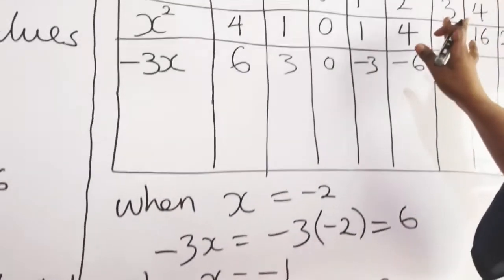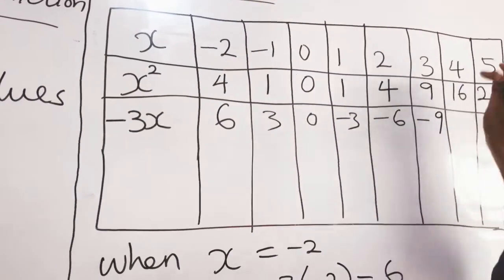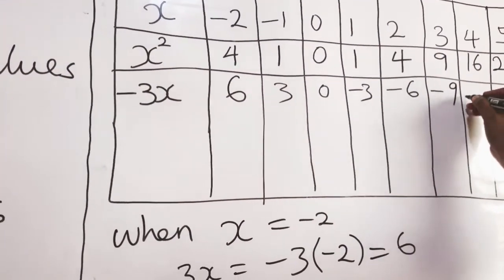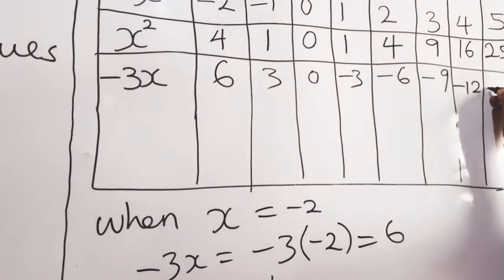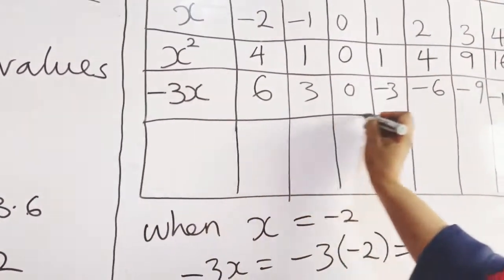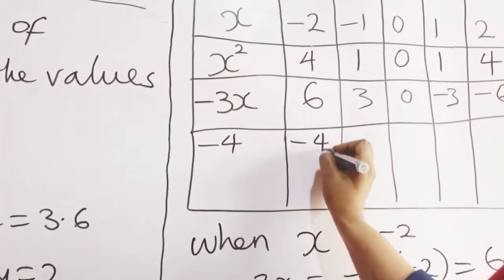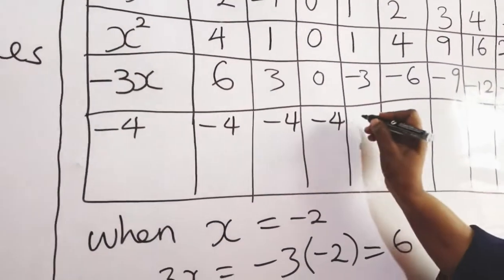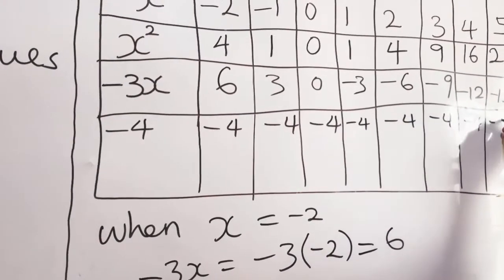So when x is equal to 3 now, -3 multiplied by 3 is going to be -9. When x is equal to 4, -3 multiplied by 4 gives us -12. When x is equal to 5, -3 multiplied by 5 is equal to -15. So you have to complete that one. Now then you put -4 there, because -4 is constant, so you have to repeat it all the way across.